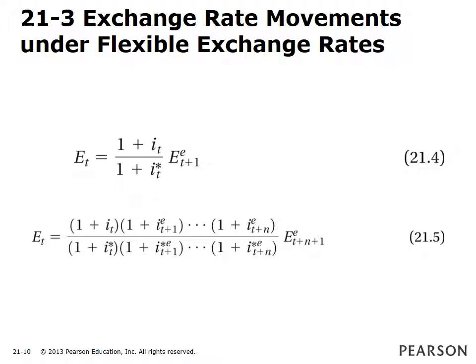Equations 21.4 and 21.5 show that under the flexible exchange rate regime, the current exchange rate depends on the expected exchange rate n years from now and the current and expected domestic and foreign interest rates. Thus, changes in expectations can cause the current exchange rate to be volatile, that is, move frequently and perhaps by large amounts.